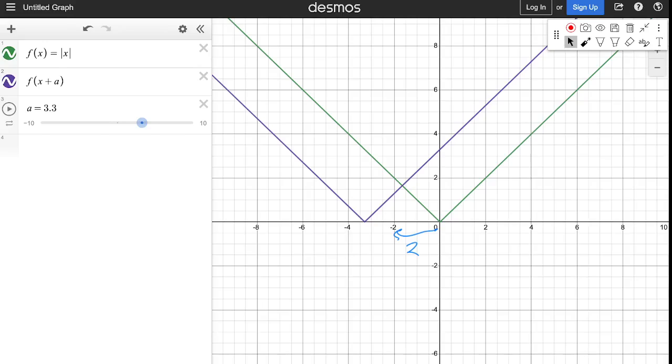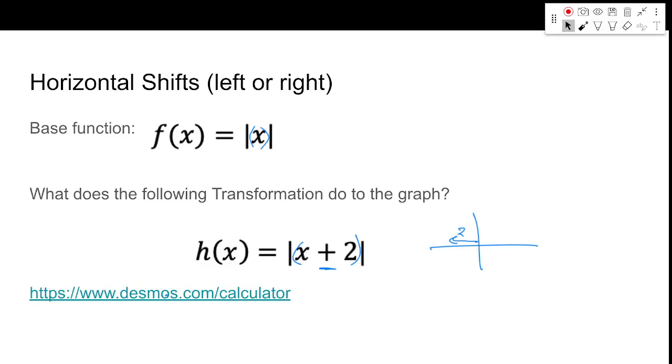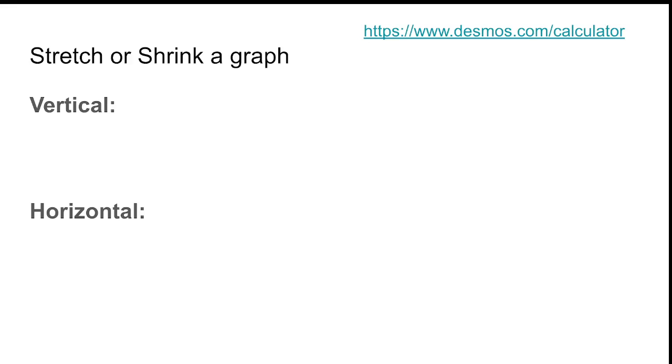Okay, we'll leave it for now. We'll come back to this, and hopefully it's all starting to make sense. We're almost there. We've looked at reflections. We've looked at translations. I guess the next thing to look at is what happens with stretching and shrinking.